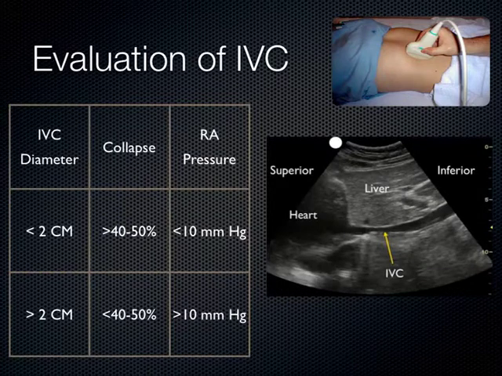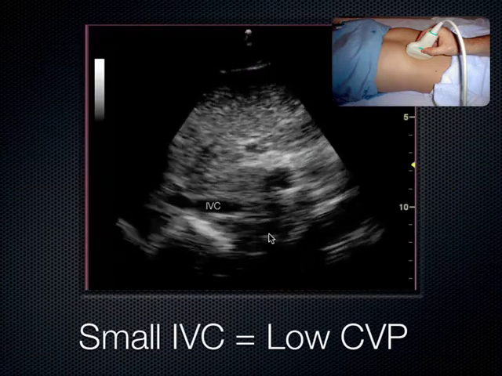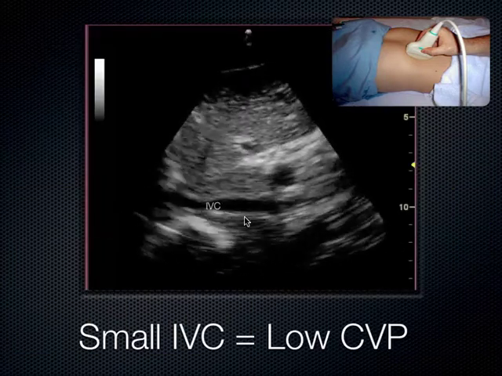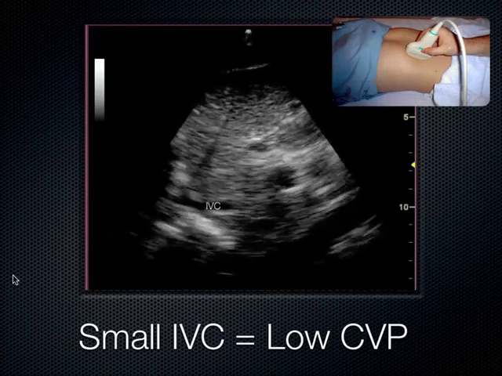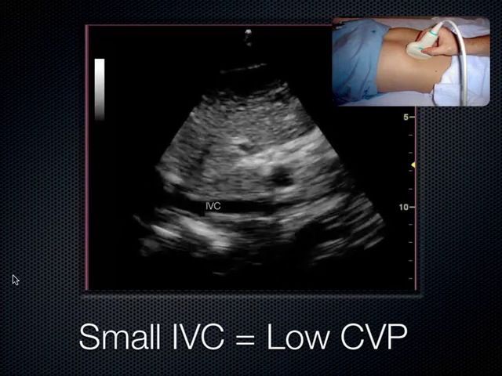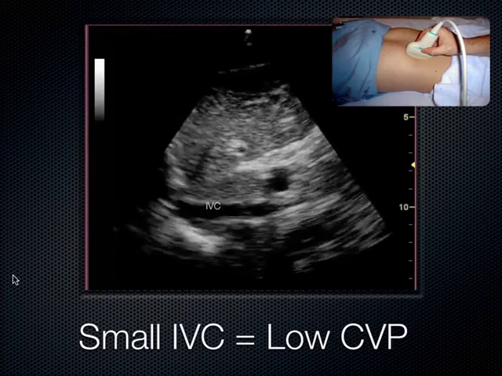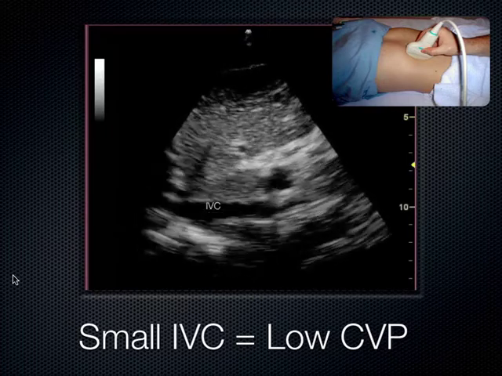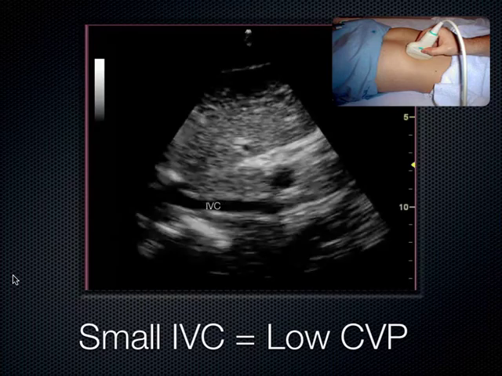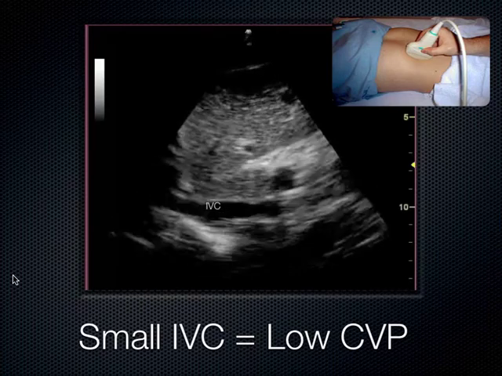Okay? As opposed to this little skinny IVC right here. Look at this. I mean, this thing is definitely less than 2 centimeters. And as they inspire, it flattens all the way out. So we start out less than 2 centimeters, and as the patient breathes in, the IVC actually flattens all the way down, and the walls basically touch in this case. And so that patient has a central venous pressure less than 10 millimeters of mercury. Does that make sense? Okay, so in terms of the tank, we want to know, is the tank full?